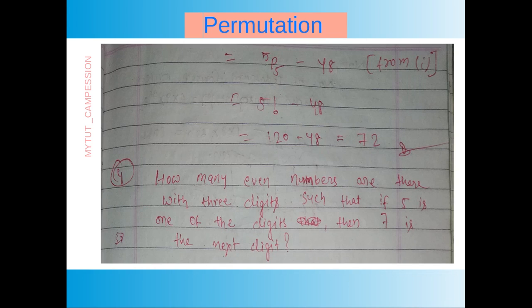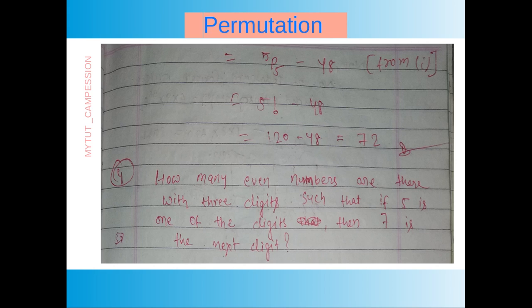So 5P5, the arrangement of all children, is 5 factorial, minus 48 from the first part of this question. 5 factorial minus 48, 120 minus 48 equals 78, so 78 arrangements are possible.